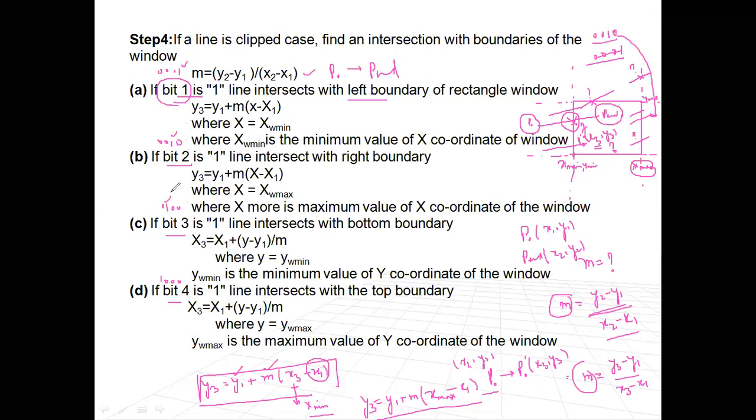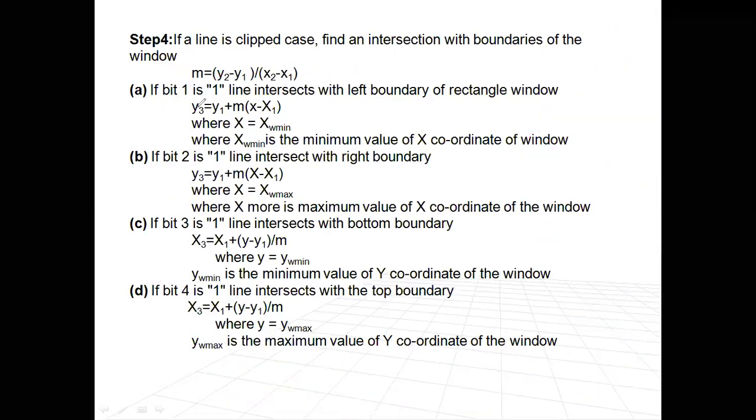So we are trying to say, okay, if bit 1 is one, the line intersects with the left boundary. What is the code of this area? ABRL, and it is left 1. Okay, if bit 1 is set, what is the code of P naught? If the code is this, it means the line is intersecting across this boundary. So for that, what formula do we need to derive?